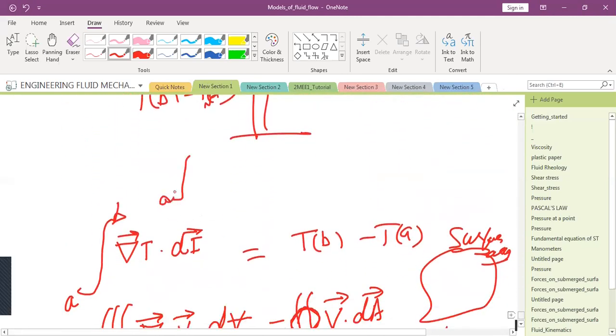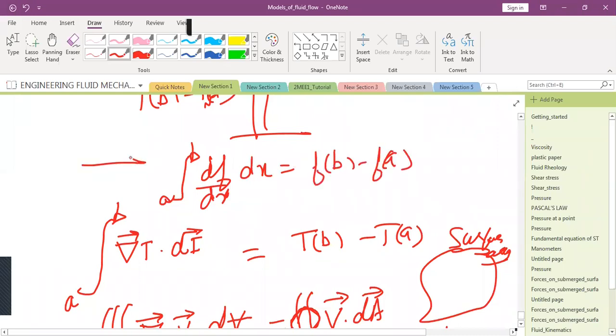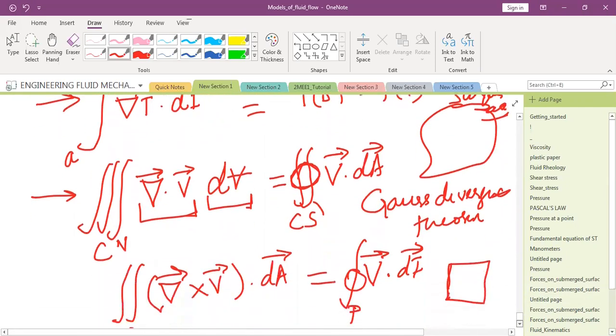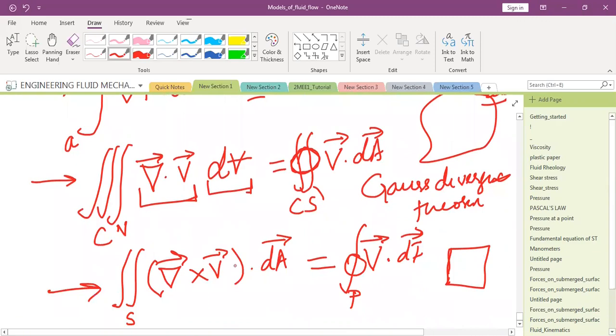So this was the first, integral from a to b of df by dx into dx is equal to f(b) minus f(a). This is called the fundamental theorem of calculus. This is called the fundamental theorem of gradients. This is called the fundamental theorem of divergence or Gauss divergence theorem. And this is called the fundamental theorem of curls or Stokes theorem.